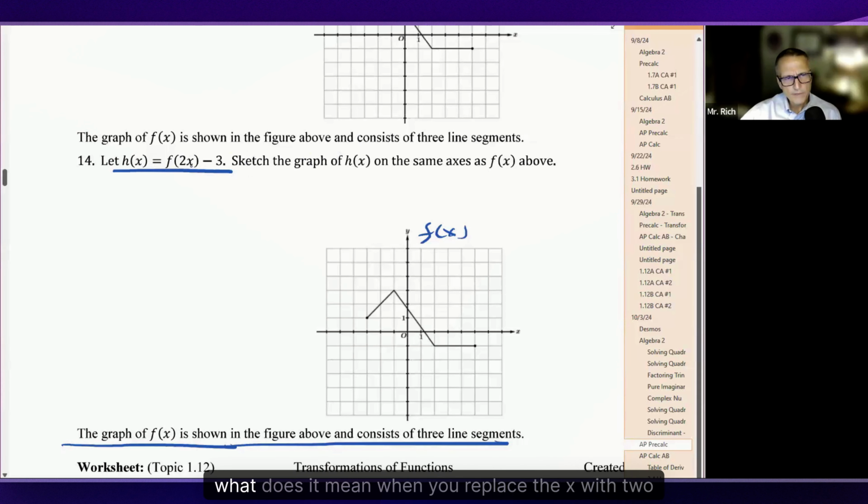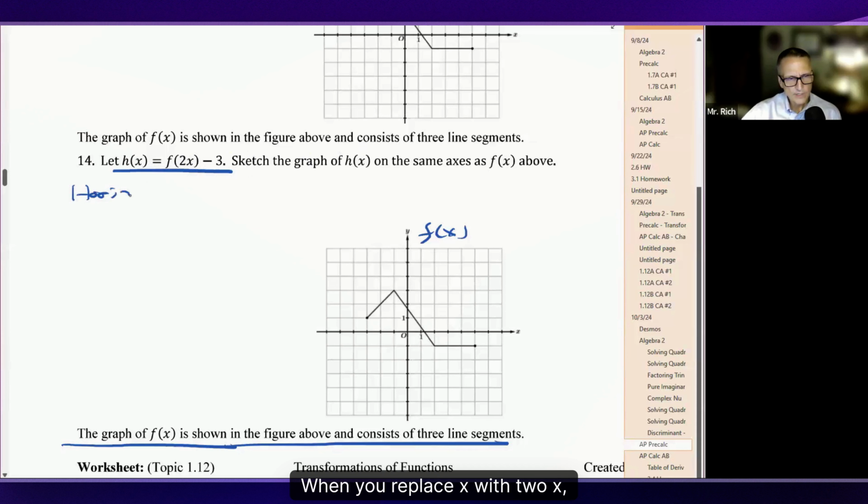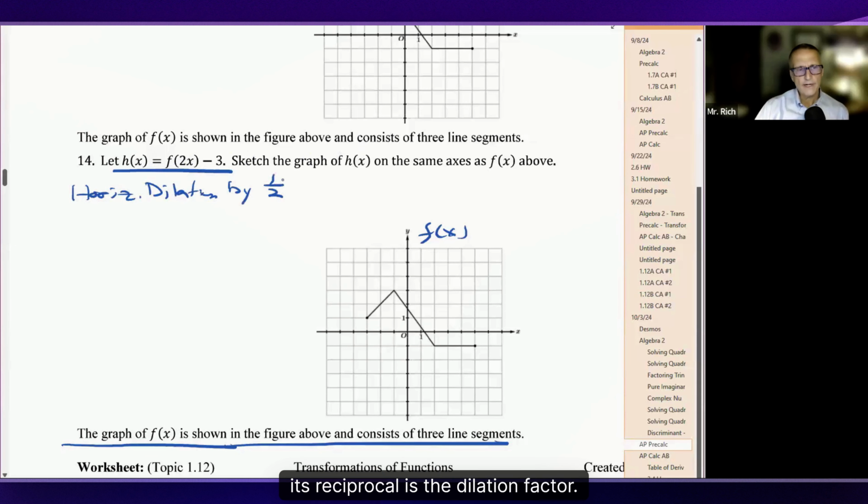But then we have to know, what does it mean when you replace the x with 2x? Well, that means a horizontal dilation. When you replace x with 2x, it's what we call a horizontal dilation by a factor of 1/2, right? So whatever that multiplier is, its reciprocal is the dilation factor.